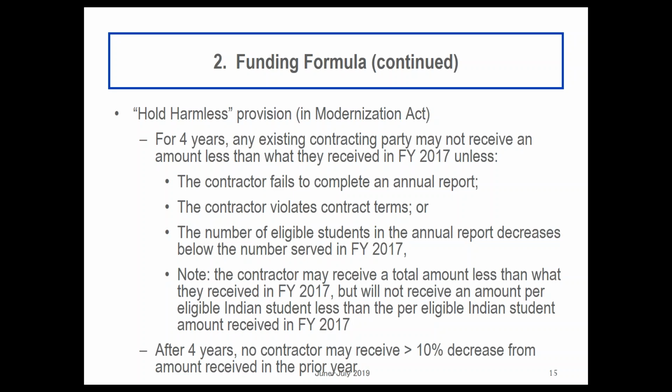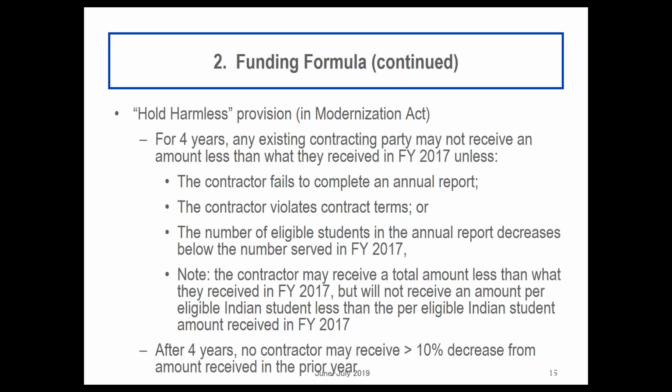For 4 fiscal years following the date of enactment of the JOM Modernization Act, which was December 31st, 2018, existing contractors will not receive an amount that is less than the amount received for fiscal year 2017, unless the existing contractor fails to submit a complete annual report, the Secretary has found that the existing contractor has violated the terms of the contract under this part, or the number of eligible students reported in the annual report has decreased below the number of eligible students served by the existing contractor in fiscal year 2017.